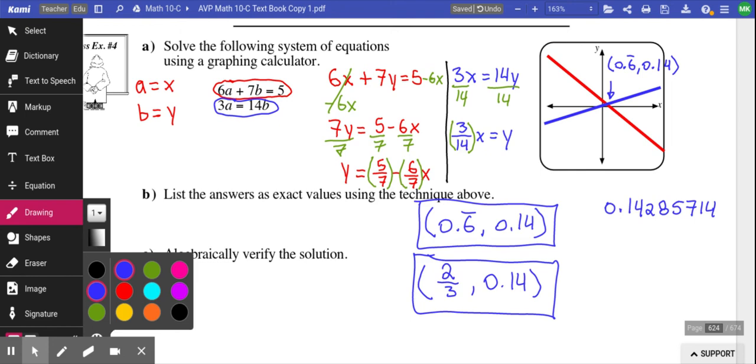Part C is algebraically verify your solution. If you want, you can plug those numbers in to verify them. We're not going to go through that. This has been a long enough video for you to try to handle things.